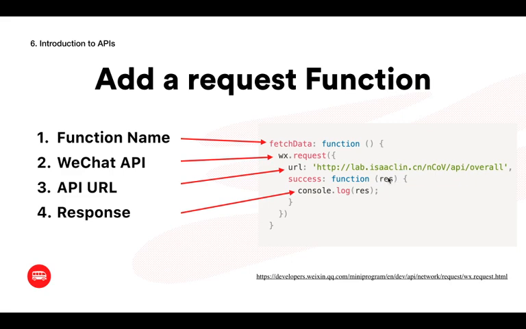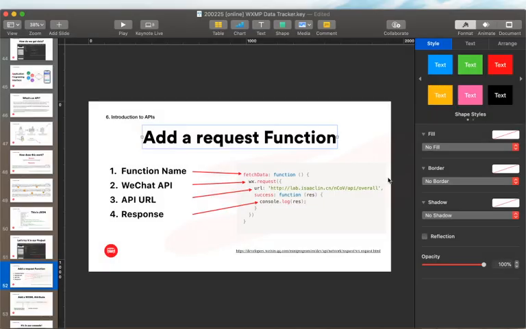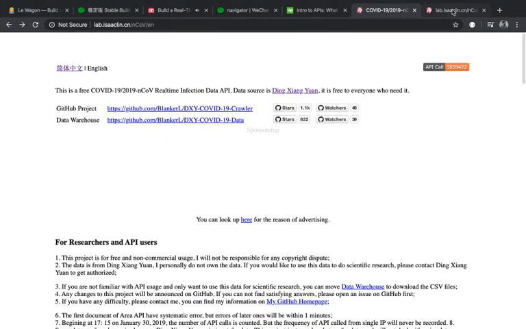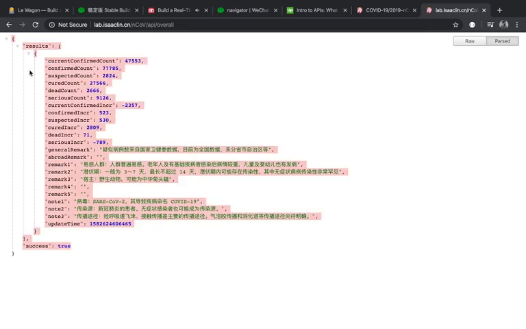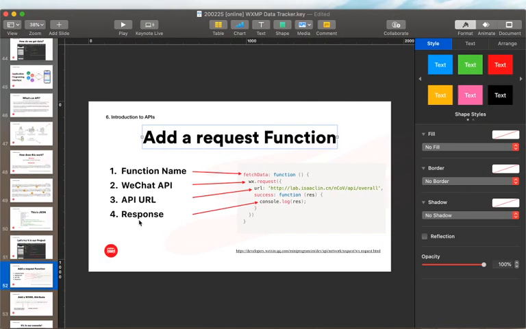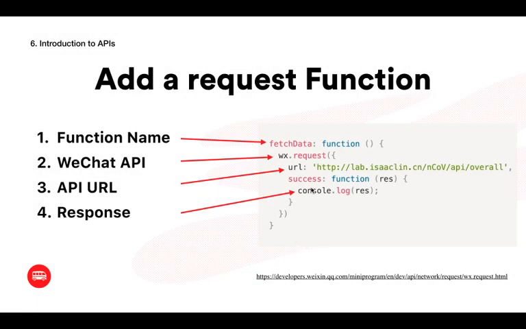So it has this success function and it takes this res. Now, what is this res? This res is the response that I get from my request. Looking back at our browser, we saw that the response is this, right? So this is going to be our res here. Now, underneath this in the success function, I'm calling console.log, and in the parentheses I'm also including this res. So this res can be seen as a variable.